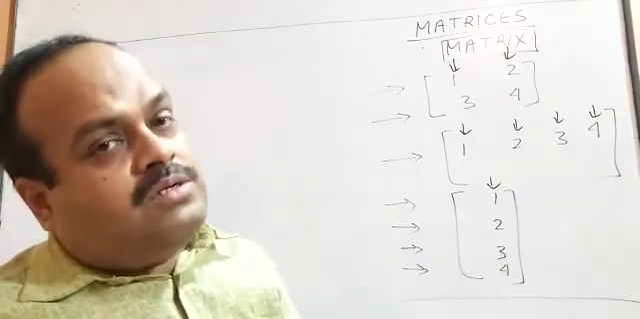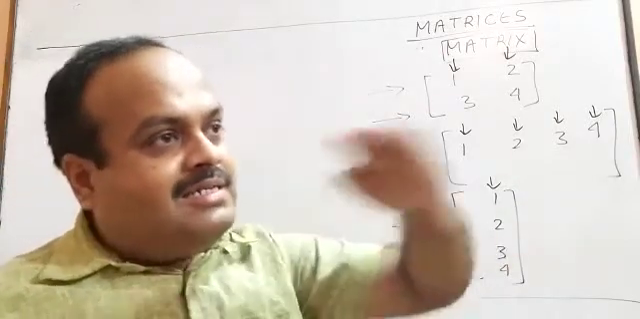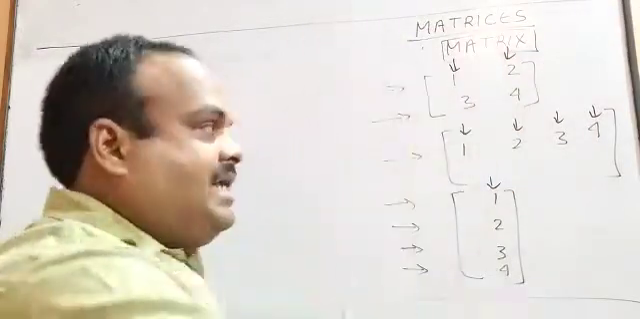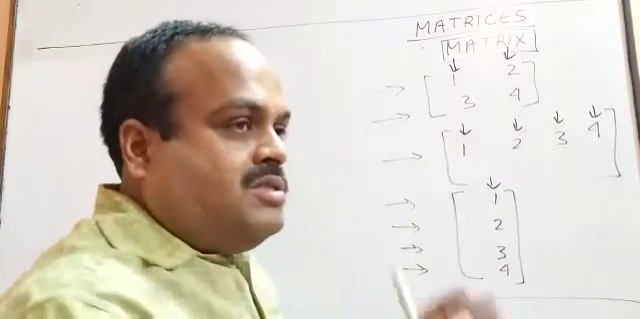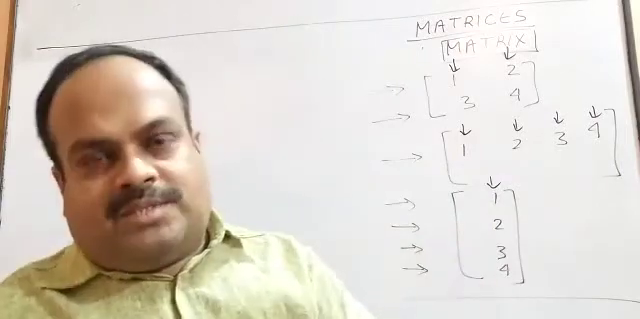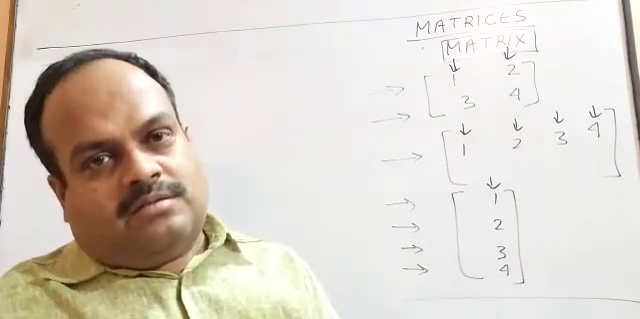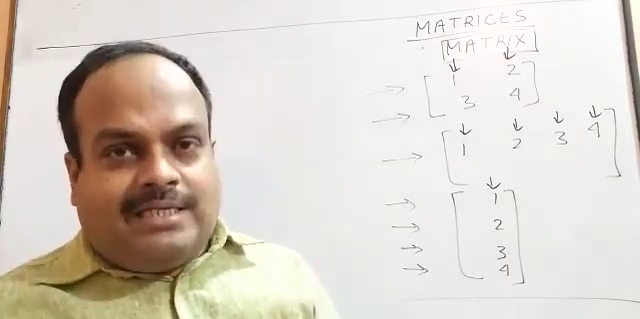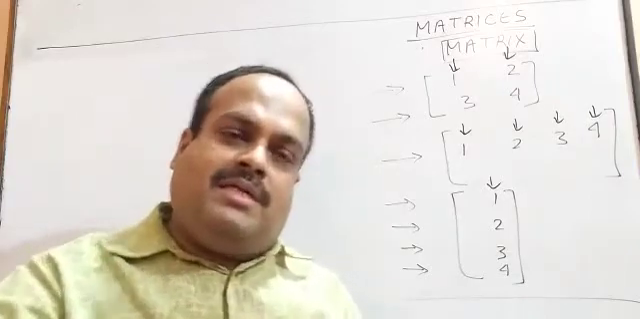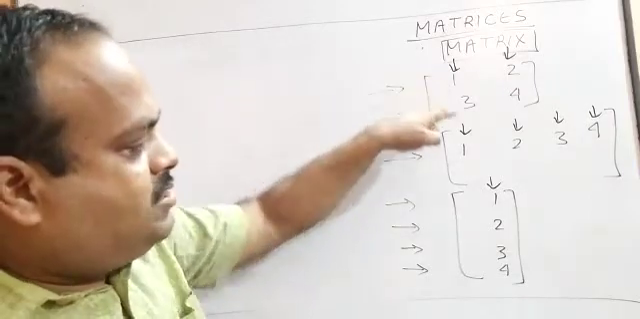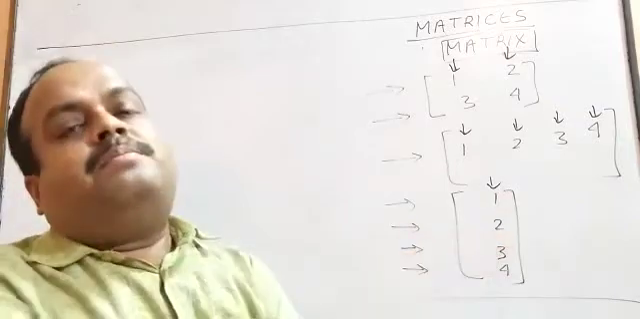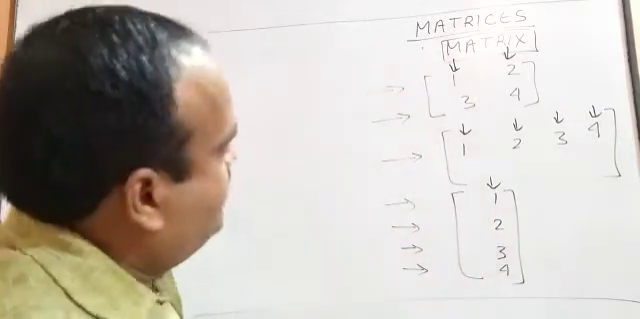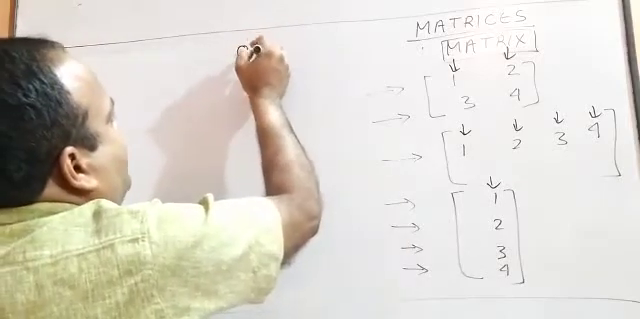So how do we count the number of rows? Horizontally. How do we count the number of columns? Vertically. So these rows and columns help us to have an arrangement. That arrangement is called matrix. So these are the examples of matrix.